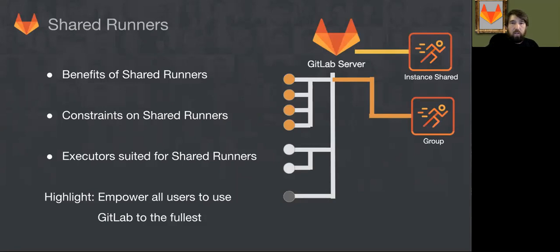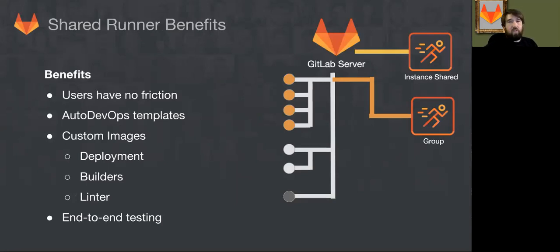Shared runners in GitLab terminology are registered across the whole instance. Some organizations have multiple distinct teams in the same instance, kind of like a multi-tenancy situation. If you have group runners that are registered at that first root group, it can provide a similar experience. We'll cover the benefits, the constraints, and some executor types that do well with shared runners.